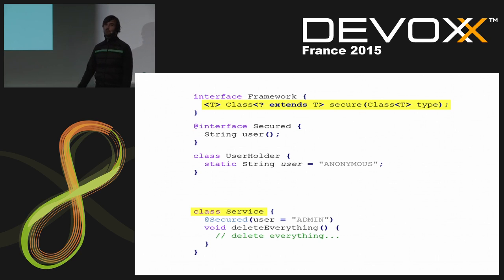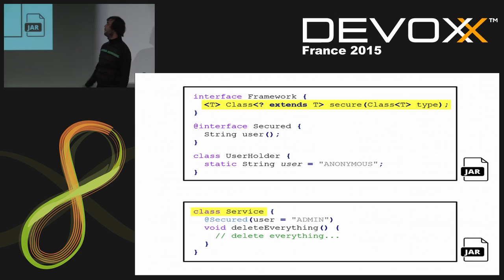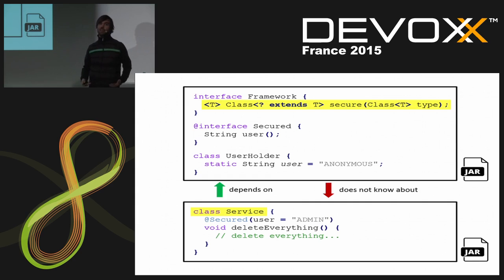And this is a problem in statically typed languages, because how would the framework know the service class, right? Those are two different jars. This upper one is Spring Security, or any generic security framework you can fill in for that. And this one down here, this is your application. And we have a problem: your application knows about Spring Security, but Spring Security doesn't know about your application.